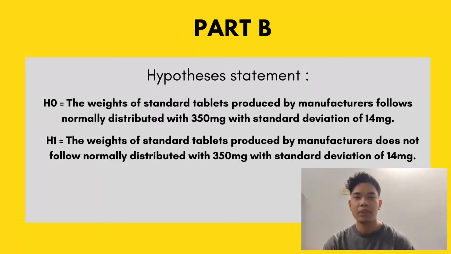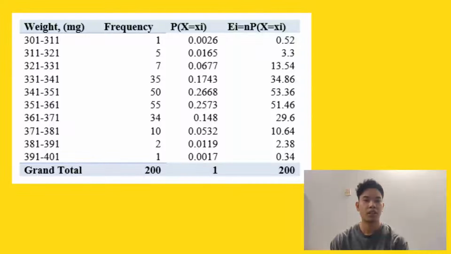For part B, we need to use the goodness of fit test where we find the hypothesis statement. H naught is the weight of the standard tablet produced by the manufacturer follows the normal distribution and the standard deviation, while H1 is the weight of the standard tablet produced by the manufacturer does not follow the normal distribution and the standard deviation given. Then we construct a table called test statistic, consisting of range of weight, observed frequency, probability, and expected frequency.